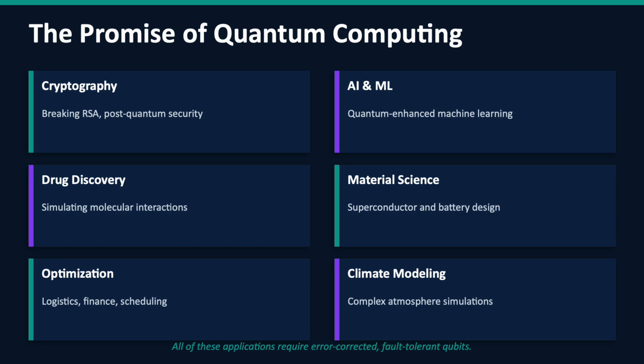A quantum computer that makes uncorrected errors cannot solve any of these problems, no matter how many qubits it has. Quantum error correction is therefore not just a technical detail, it is a key that either unlocks or permanently locks the door to the quantum computing revolution.